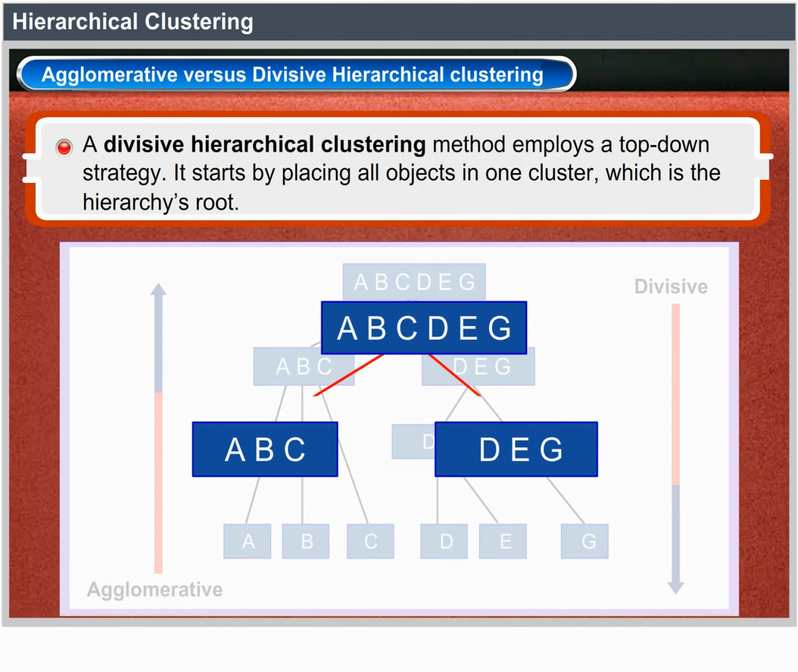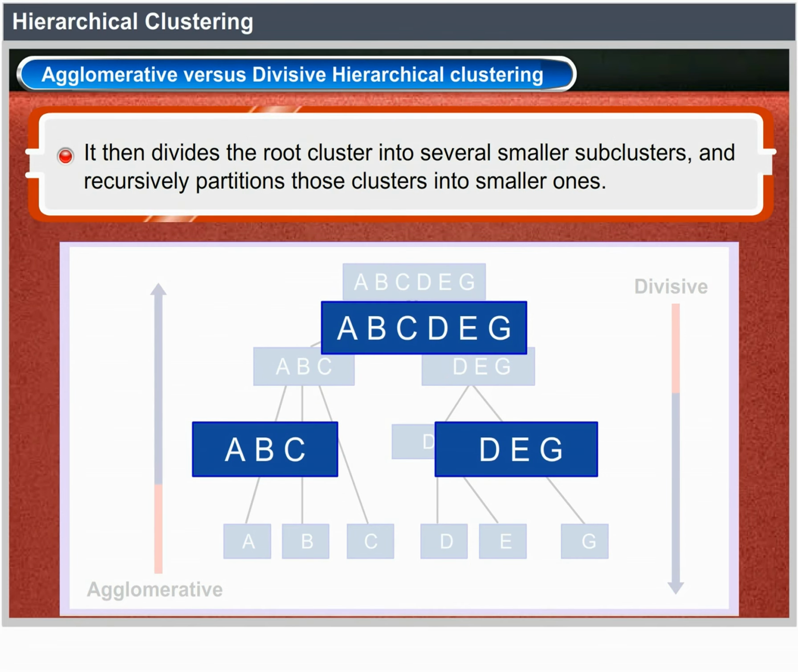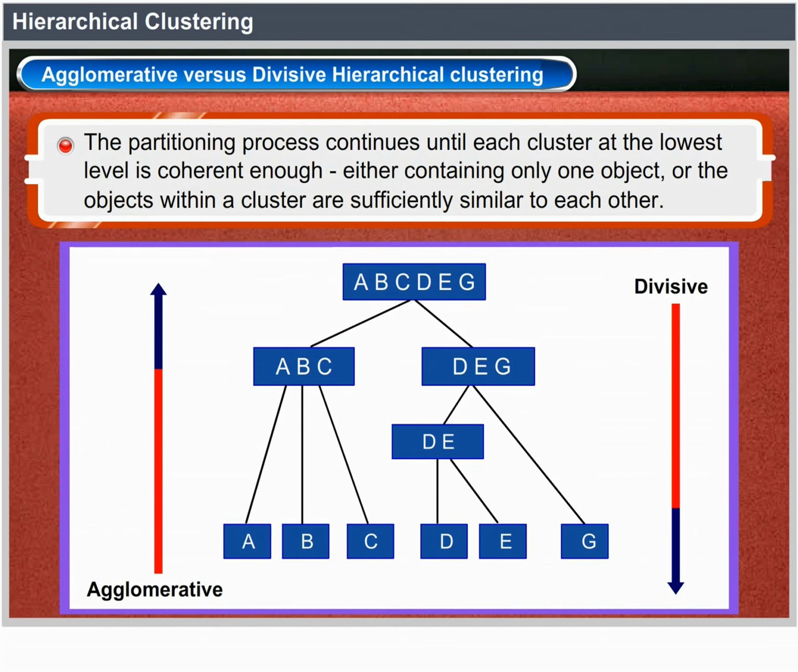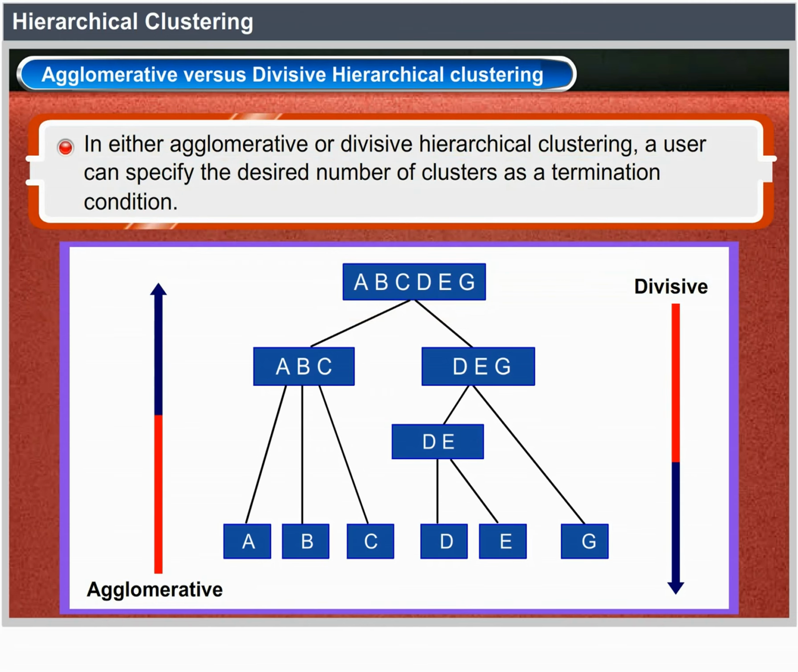It starts by placing all objects in one cluster, which is the hierarchy's root. It then divides the root cluster into several smaller subclusters and recursively partitions those clusters into smaller ones. The partitioning process continues until each cluster at the lowest level is coherent enough, either containing only one object or the objects within a cluster are sufficiently similar to each other. In either agglomerative or divisive hierarchical clustering, a user can specify the desired number of clusters as a termination condition.